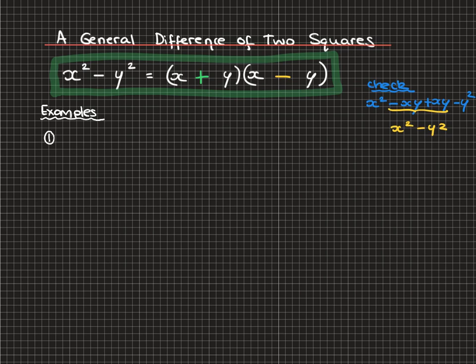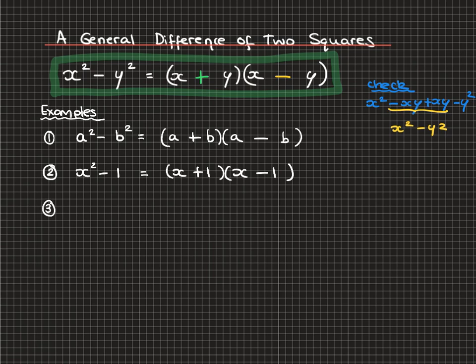Number 1, a squared minus b squared. So very similar to above, a plus b, a minus b. What about this one? X squared minus 1. Now, people often forget that 1 is a square number. It's the square of 1. So the factorisation would be x plus 1 and x minus 1.